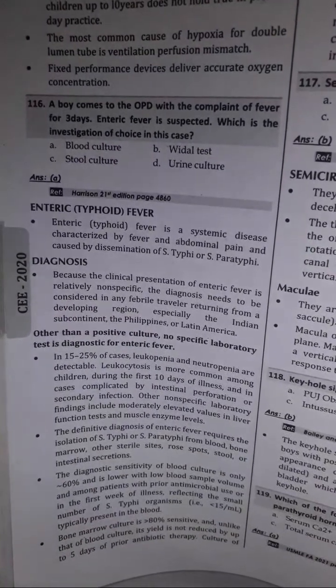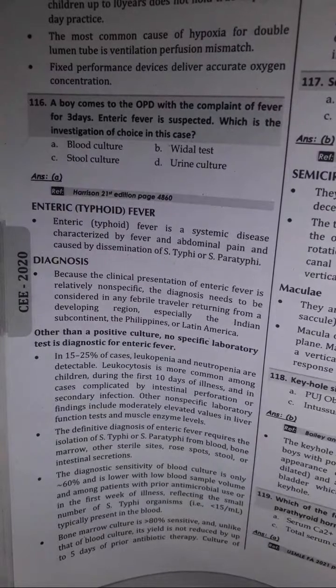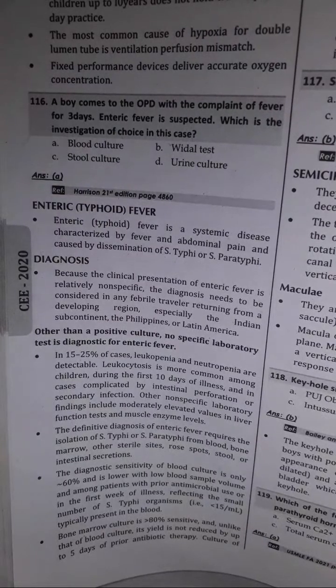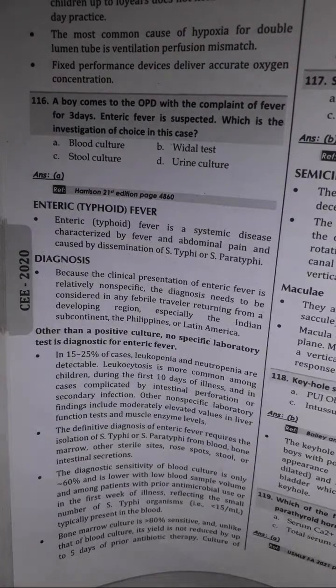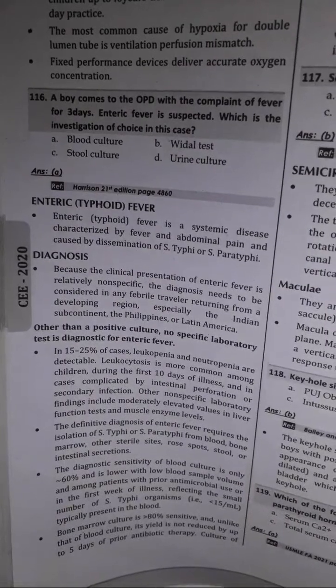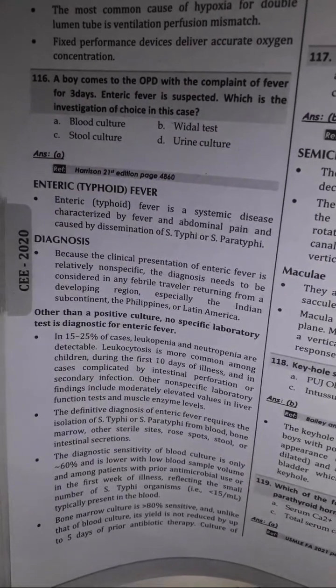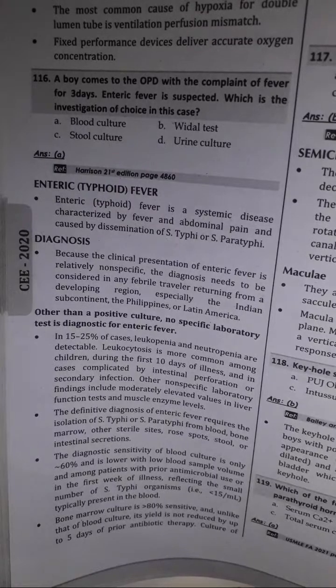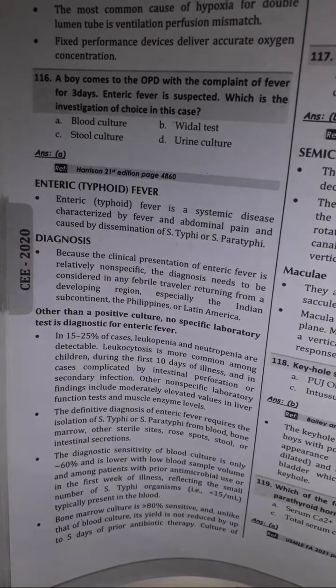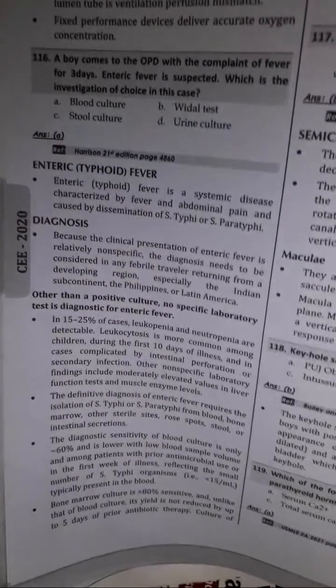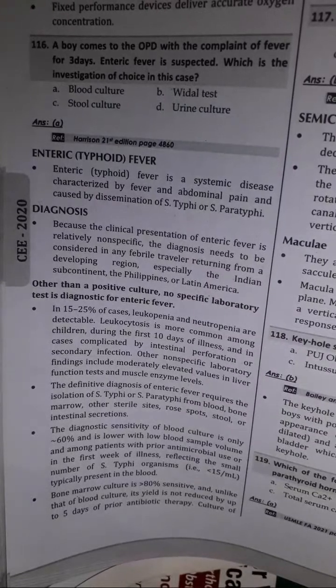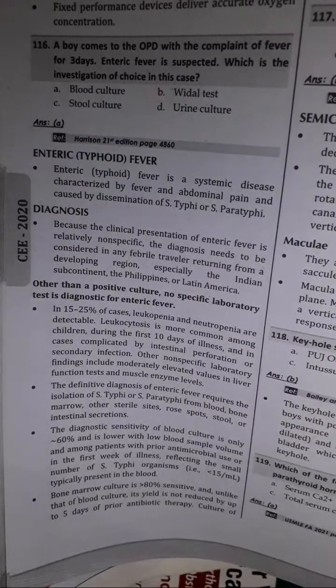Explanation: enteric typhoid fever is a systemic disease characterized by fever and abdominal pain and caused by dissemination of Salmonella typhi or Salmonella paratyphi. Diagnosis: because the clinical presentation of enteric fever is relatively non-specific, the diagnosis needs to be considered in any febrile traveler returning from a developing region, especially the Asiatic continent, the Philippines, or Latin America.